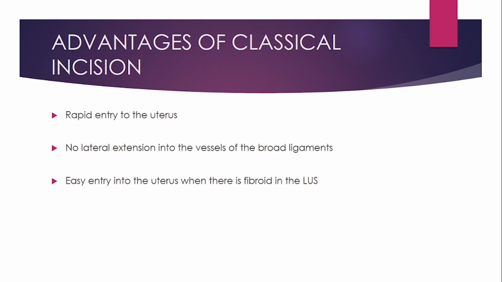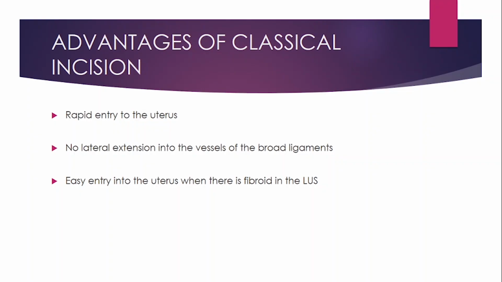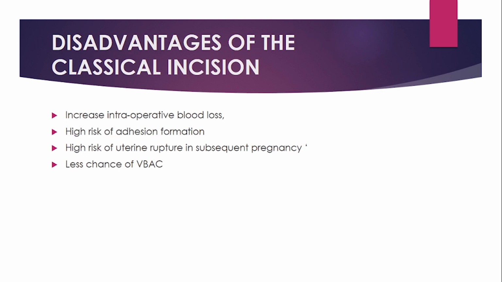So now, what are the advantages of classical incision? There's rapid entry to the uterus, risk of lateral extension into the broad ligament and the vessels is nil. Then there's easy entry into the uterus when there is fibroid in the lower uterine segment. So what are the disadvantages of classical incision? There's increased intraoperative blood loss, high risk of adhesion formation, and in subsequent pregnancies, high risk of uterine rupture. Then, of course, you may not want to take the woman through vaginal birth after cesarean section because the risk is enormous.